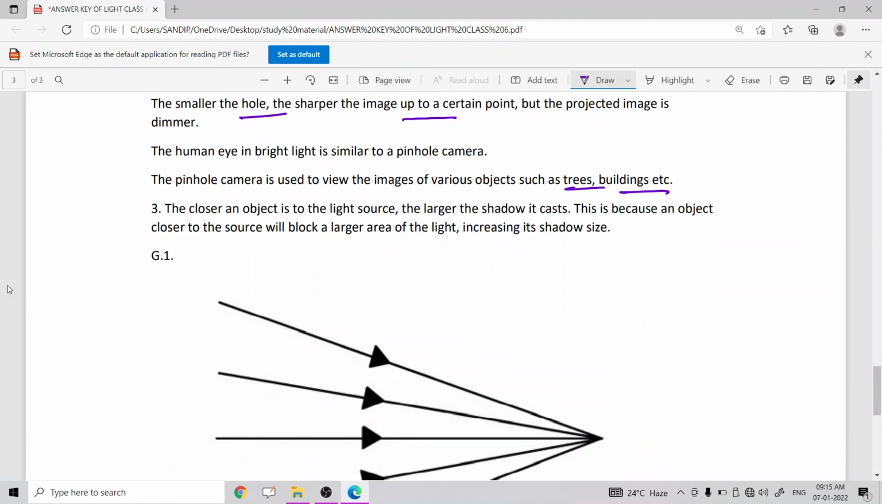We can say that the closer an object is to the light source, the larger the shadow we get. So if the distance between the source and the object is very small or very close, then we get a larger area and a larger shadow. This is because an object closer to the source will block a larger area of light, and this also increases the size of the shadow.